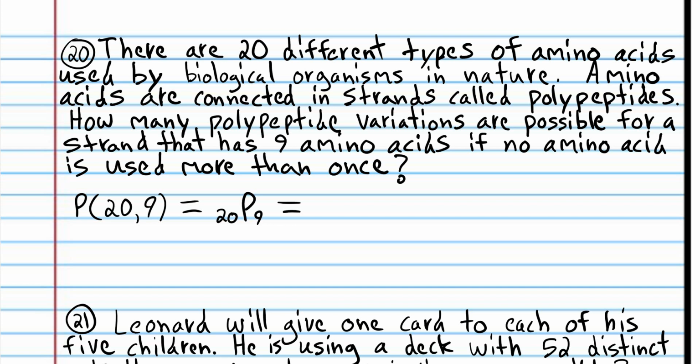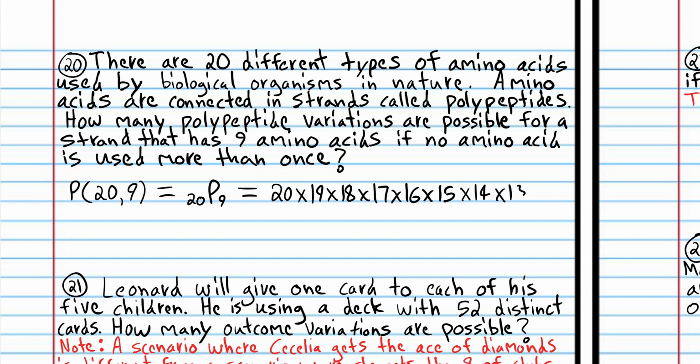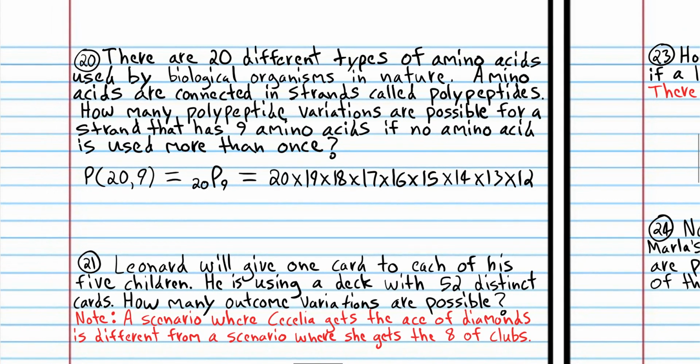So what this is: 20 times 19 times 18 times 17 times 16 times 15 times 14 times 13 times 12. So we have 1, 2, 3, 4, 5, 6, 7, 8, 9. 9 amino acids that we're choosing. So we have 20 options for the first choice, but we're not allowed to use an amino acid more than once. So because we chose our first amino acid, we're only allowed 19 for the second choice and 18 for the third choice. So we're using the multiplication principle, but we're understanding that we cannot have repetition.